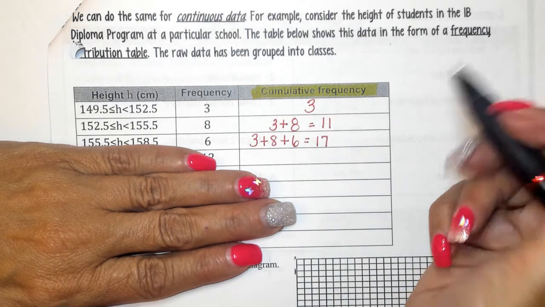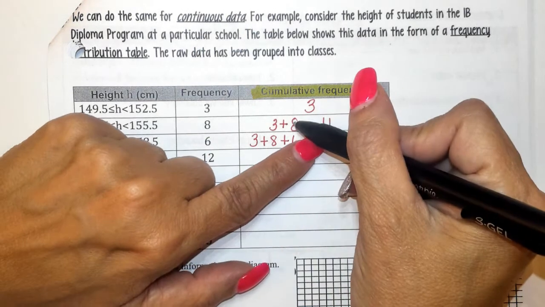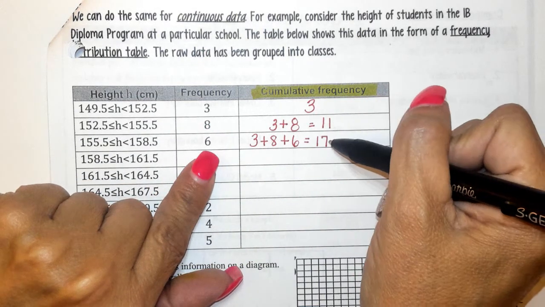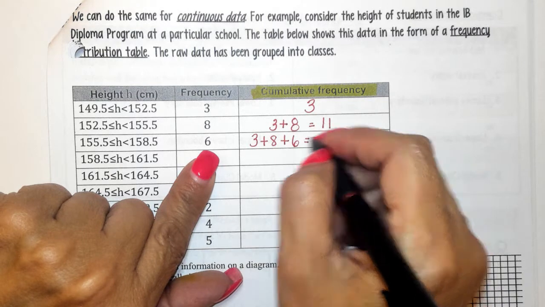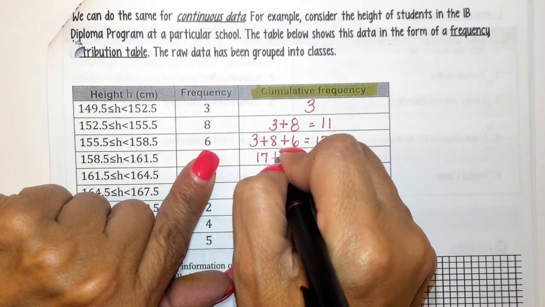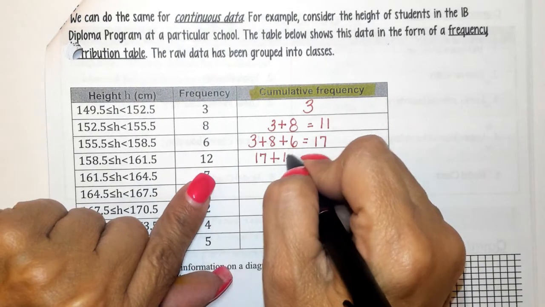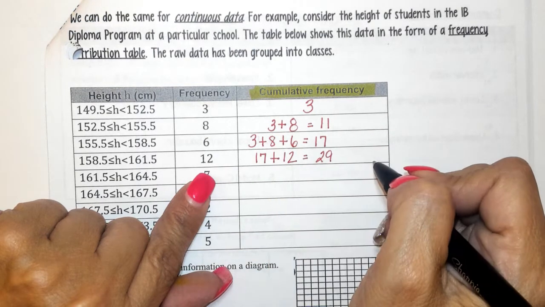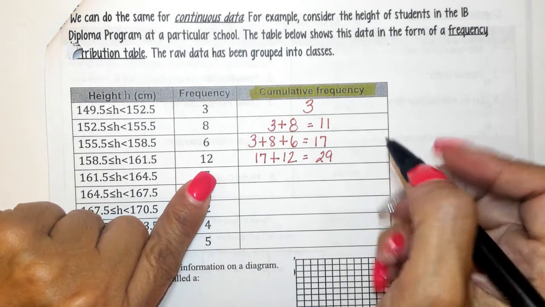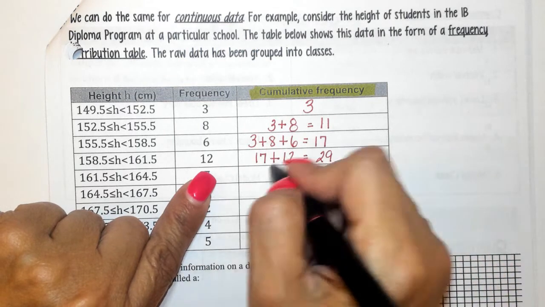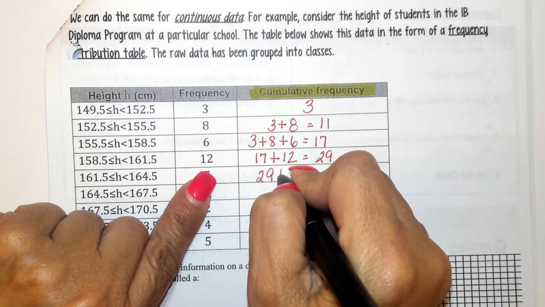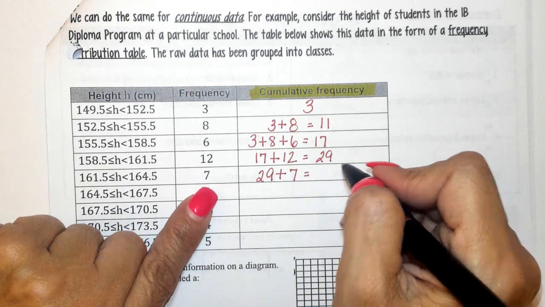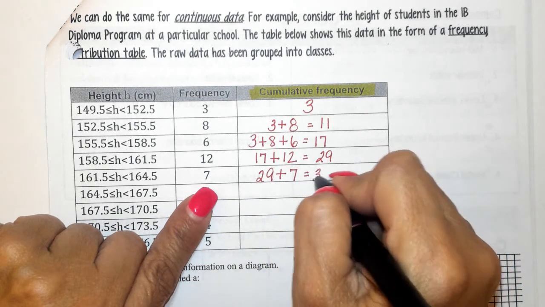Now, the faster way to do it, 3 plus 8 is 11. 11 plus 6 is 17. Take this number right here, 17 plus the next one is 12. So that's 29. I'm going to give you a second to do the next one. I'm going to take the 29. I'm going to add the next number. That's going to give me 36.